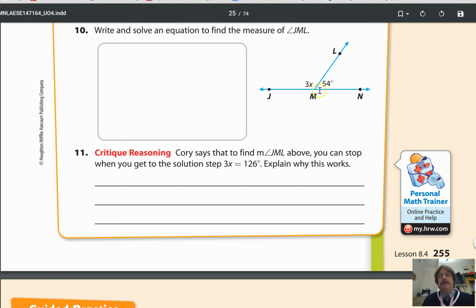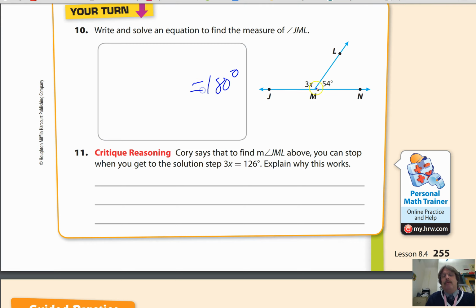On the your turn, I'll help get you started. We know we have a straight line, so we have to equal 180 degrees. We have one angle of 3x, and then we add that with this angle of 54 degrees. So now we have a two-step equation. You go ahead and solve and find out what x is, but also find out what the measure of angle JML is.